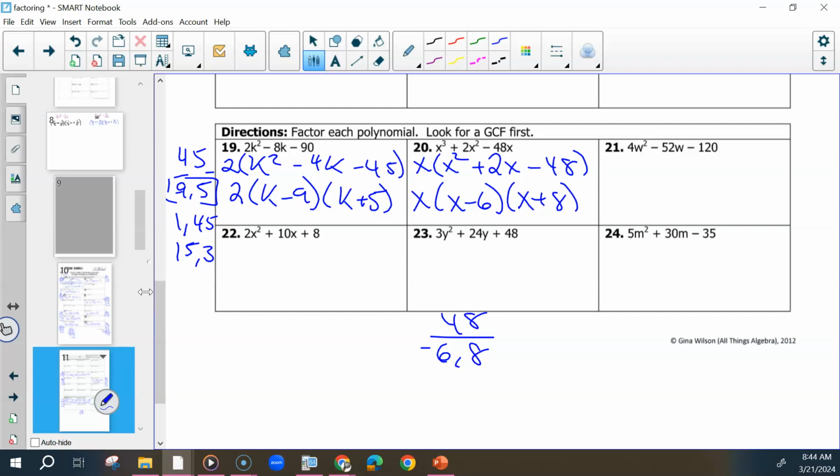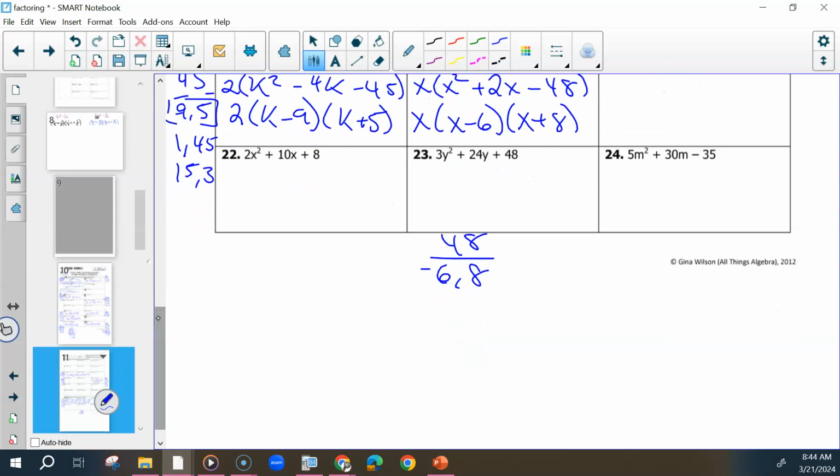This is 22. What would the GCF be for 22? What do those have in common? 2. We could divide everything by 2. What would be left? X squared plus 5x plus 4.